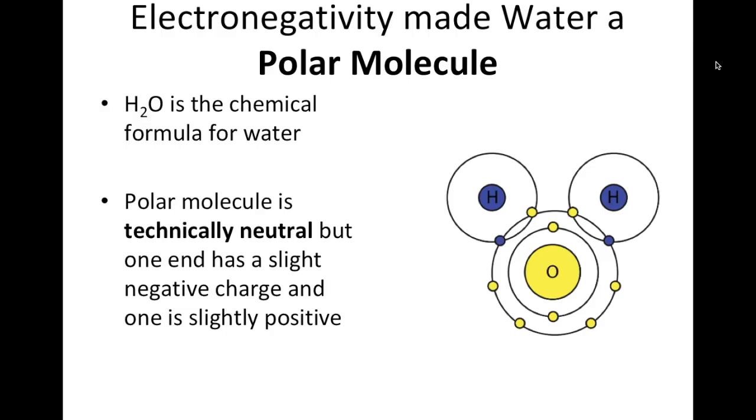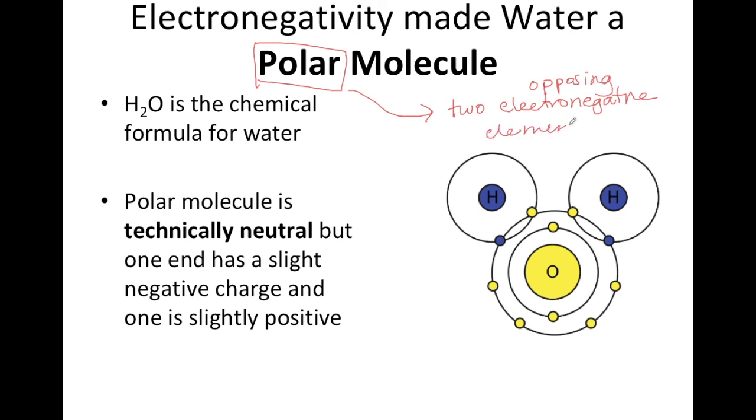And that's why water is actually a very, very unique, amazing molecule. It's known as a polar molecule. And that's because it's got 2 electronegative elements in it that have these opposite charges. So 2 opposing electronegative elements. Okay? So remember, you've got hydrogen with low electronegativity and oxygen with high electronegativity.